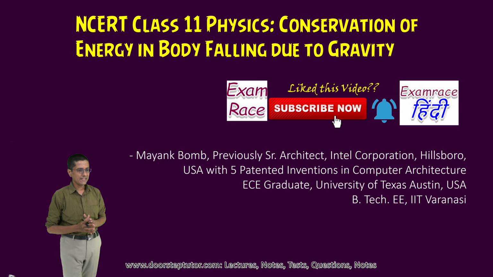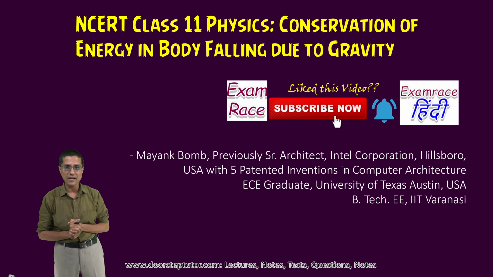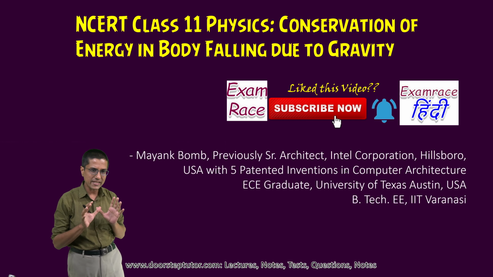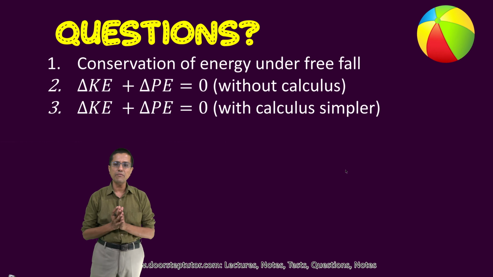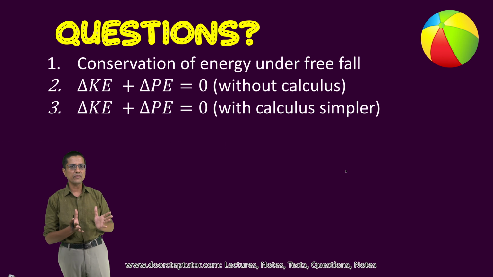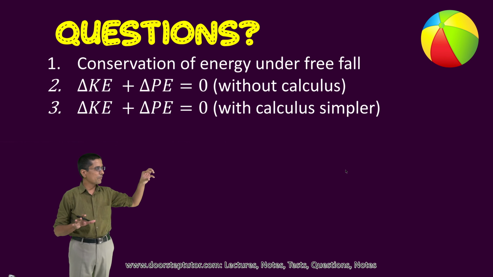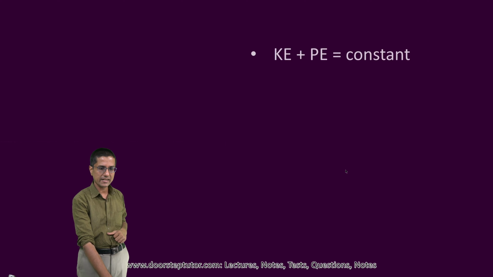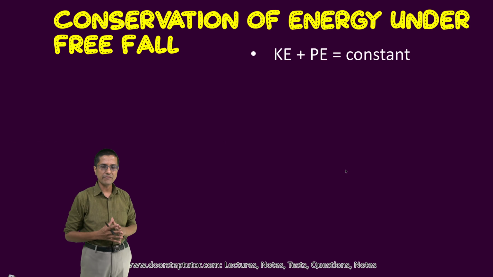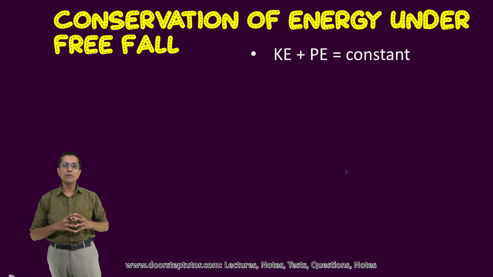Now that we understand what the conservation laws are, let us take a very simple example to demonstrate the conservation of energy. We'll see how the energy is conserved when an object falls from a height. So let's start this and first understand what is meant by free fall.